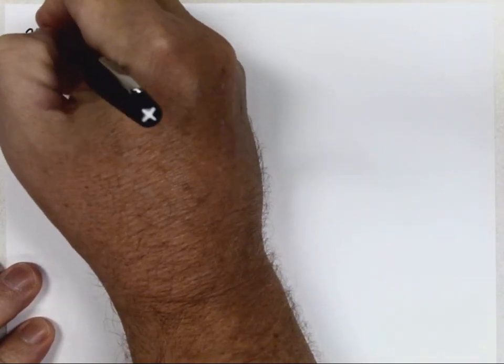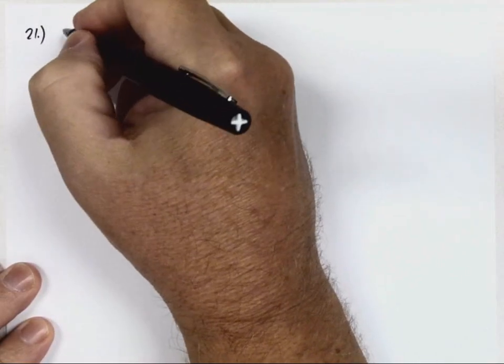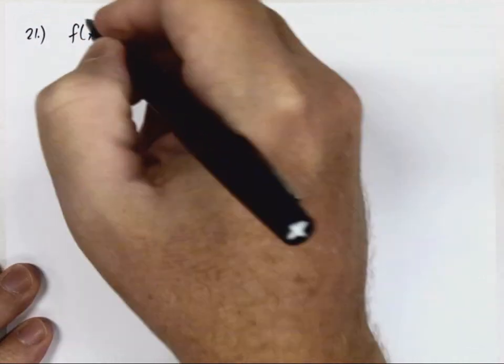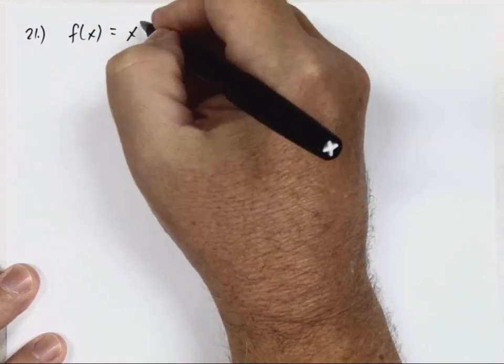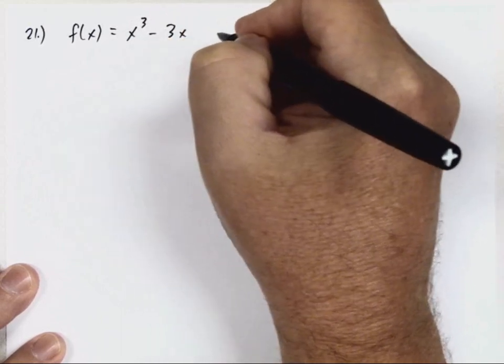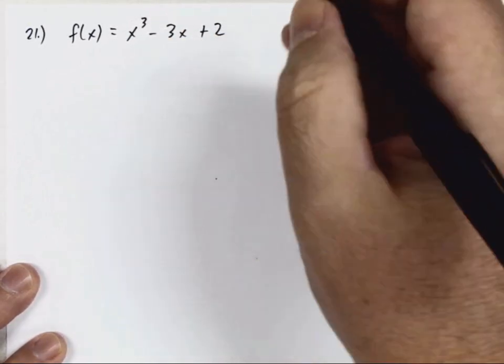We have, looks like, 4 problems where we're trying to find absolute maximums and minimums. And these, I think you might hopefully find not too difficult. Let's just do these, and we'll talk about them as we go along. So 21, here's the first one. F of x equals x cubed minus 3x plus 2.